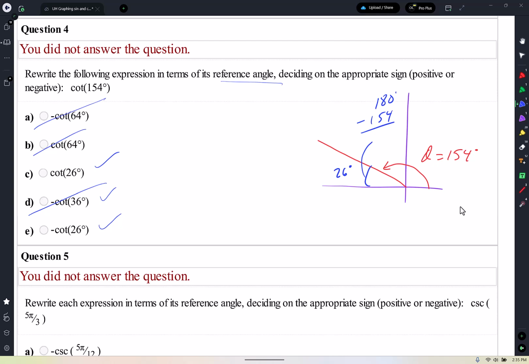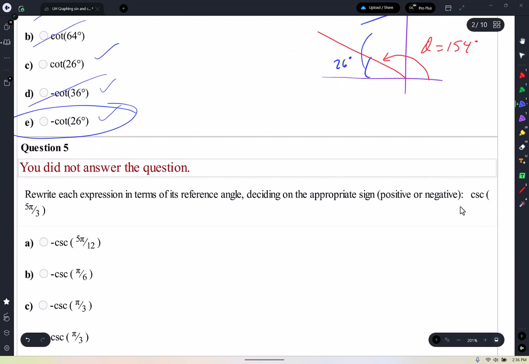Look how easy this is. You guys ready? In quadrant 2, is cotangent positive or negative? Yeah, negative, because cotangent is x divided by y. So it has to be this one right here. Because cotangent of 26 alone will give you a positive number, but cotangent of 154 we know is negative. Does that make sense? Okay. Yeah, ask me, guys, because I cannot read minds. Are we okay with that? Okay. Go to the next one.